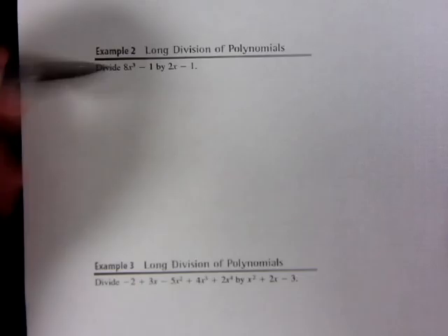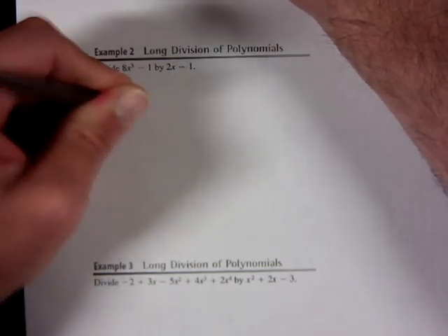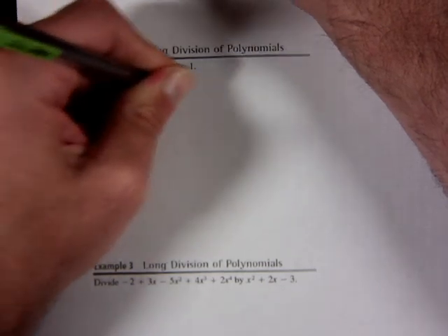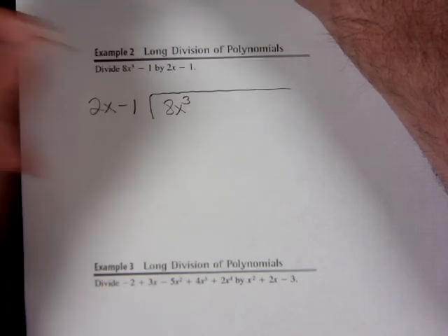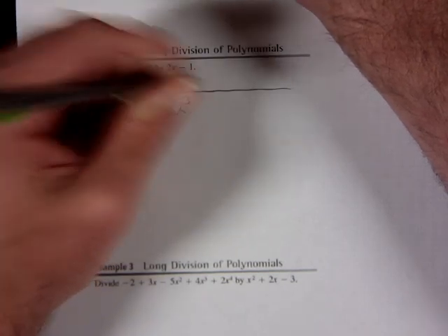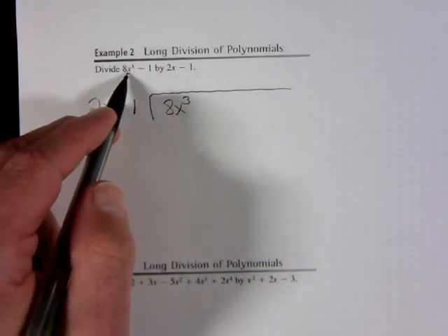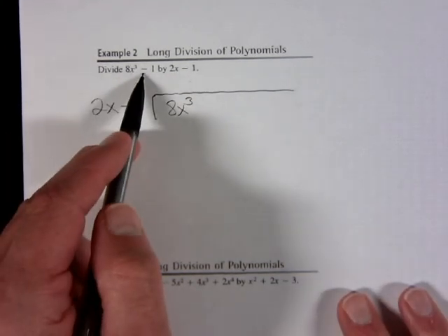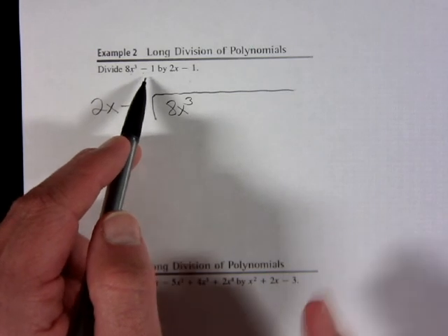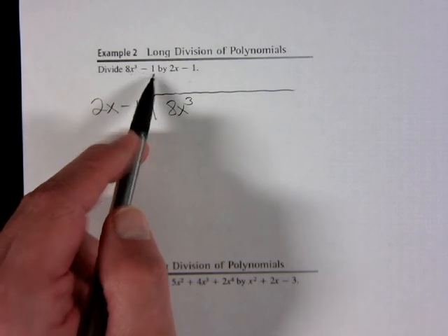All right, here's another one. So I want to divide this by this. So I'll have 2x minus 1 dividing into 8x to the third. Now, here's the thing you've got to be careful of. You've got to really pay attention when you're dividing this out long ways to the powers. Okay? Even though it may not have a term of every power, in other words, it's got an x cubed, there's no x squared, there's no x, then there's just a regular number.